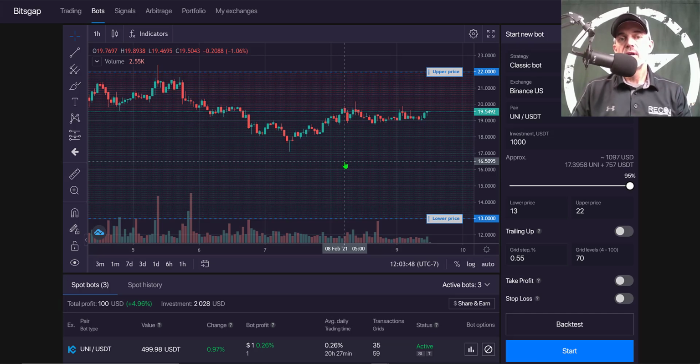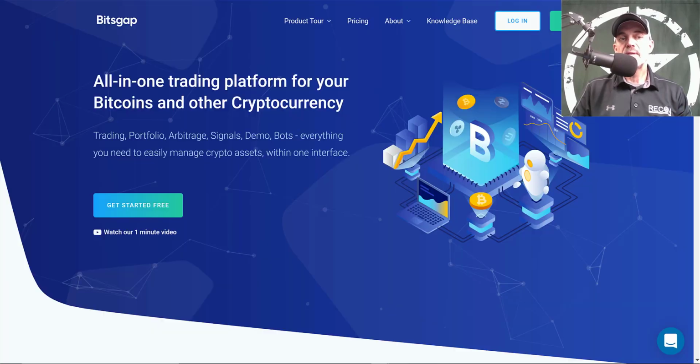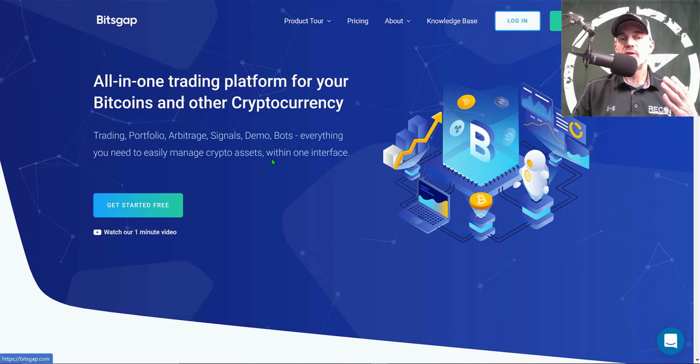So with that all being said, I'll be using the Bitscap platform today to show you how I would go about setting up a grid bot. If you're not familiar with Bitscap, they're an all-in-one trading platform that offers a trading terminal that you connect all your exchanges to via API keys, so your money never actually goes to Bitscap, whether you're using their bots, their arbitrage, or their trading terminal. Your money is actually on your exchange the whole time. It never leaves, so it's as secure as it can be with being kept on an exchange.